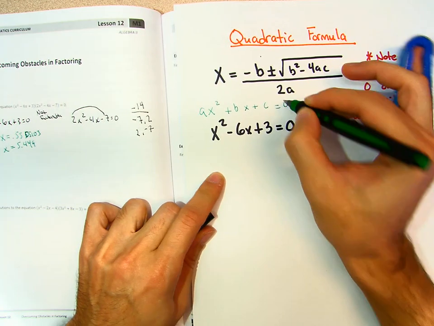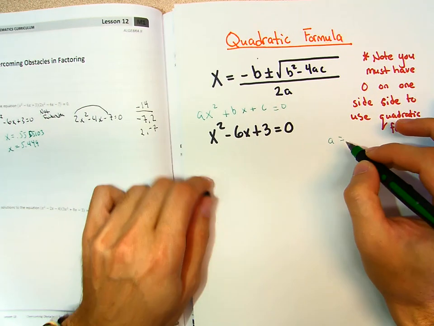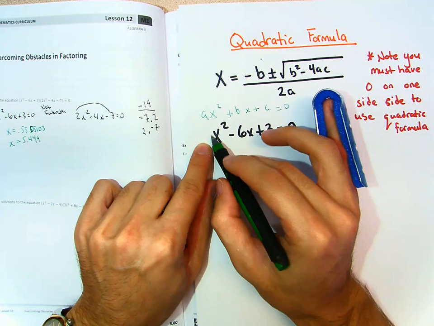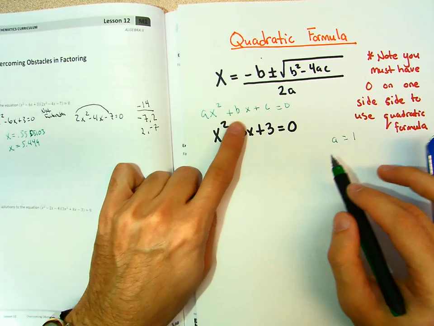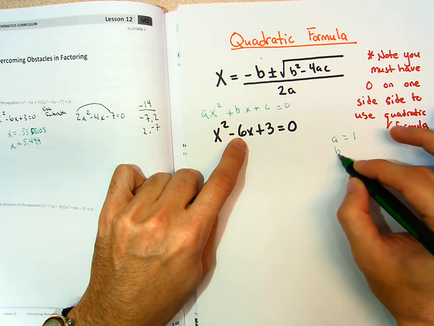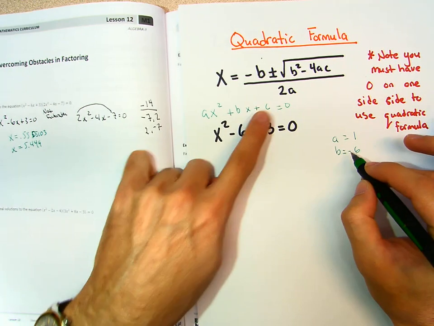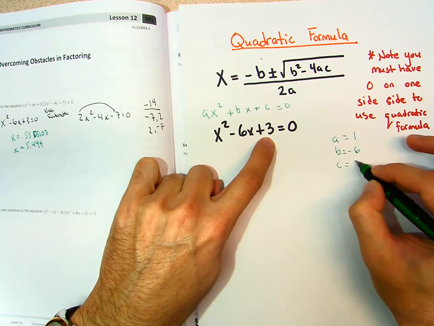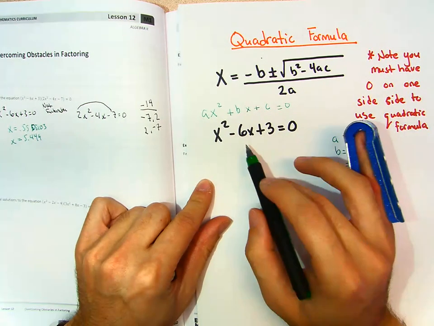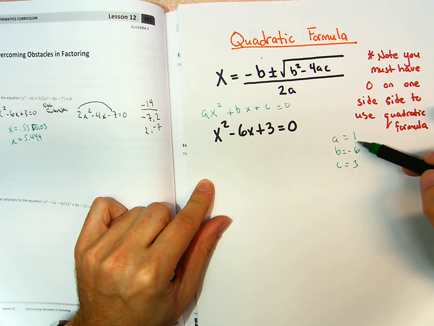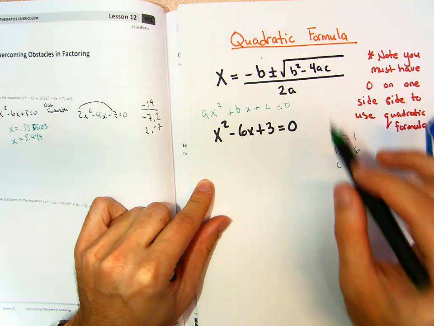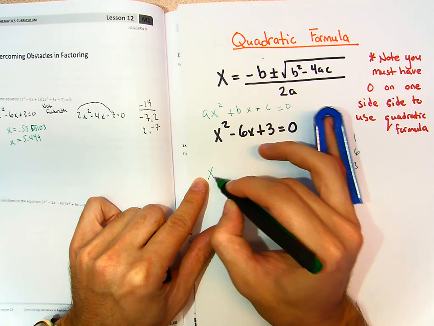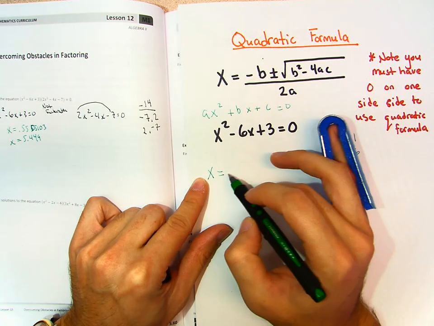c equals 0, right? Here, what is my a? My a, there's a 1 here. So a is 1, which is the coefficient of the x squared. What's my b? It's negative 6, right? And what's my c? It's 3. So what I'm going to do is plug a, b, and c into this formula. So I'm going to have x is equal to negative, right?